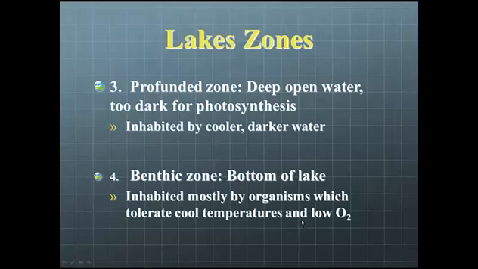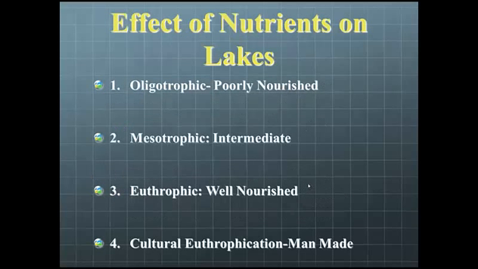So then there is the profundal zone. It's the deep open water, and it's too dark for photosynthesis. Naturally, it's going to be cooler, as most of your sunlight is captured in the limnetic zone, and it's also going to be darker. Then there's the benthic zone, which is the bottom of the lake, and it's mostly organisms that tolerate cool environments as well as low oxygen. So you'll have some anaerobes, some obligate anaerobes, and some facultative anaerobes as well.